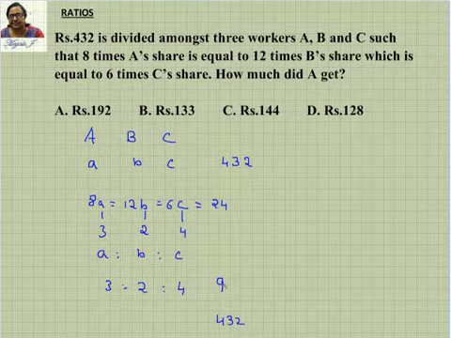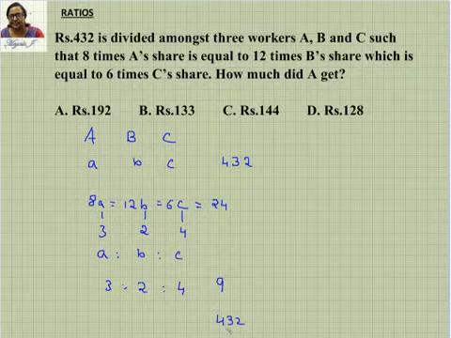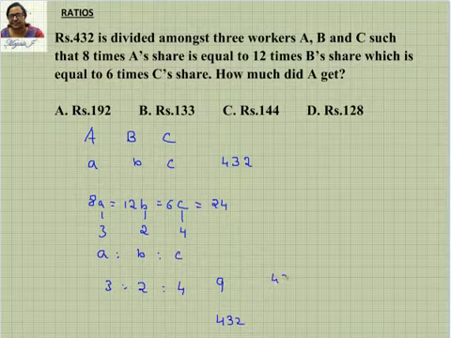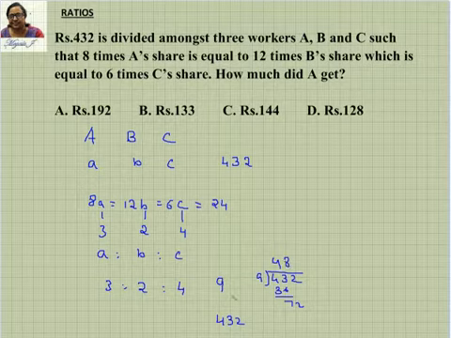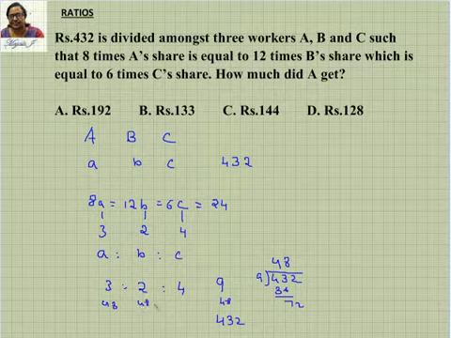This 9, which is a ratio, becomes the quantity 432 only when you multiply by some multiple. So what is that multiple? You just have to divide 432 by 9. 4 times 9 is 36, the remaining is 72, that is 8 times 9. So the multiple is 48, and that 48 is the multiple for all the numbers.